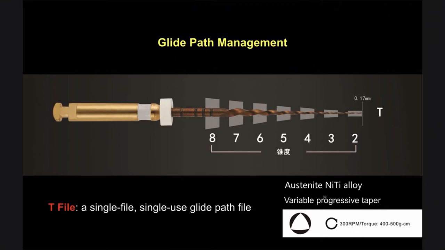Here is a very good file for glide path management that I usually use in my clinic. This is a T file. It is a single-use glide path file made of austenite nickel titanium alloy with a variable progressive taper, but it's only a single file. You can make a very good glide path before the root canal shaping.